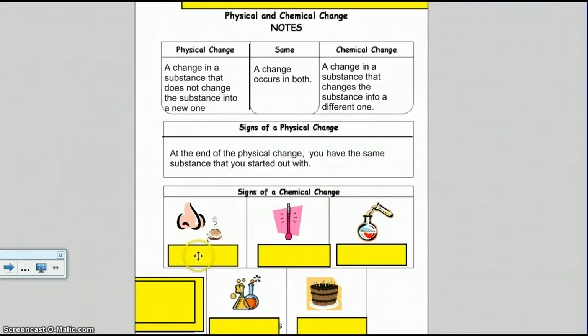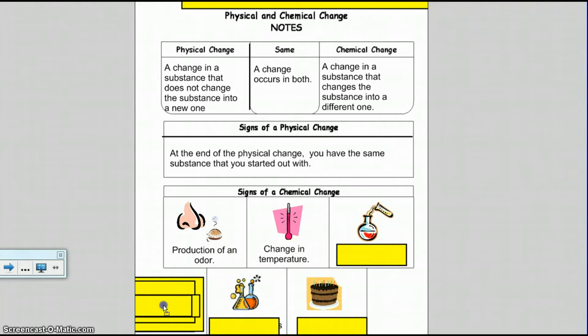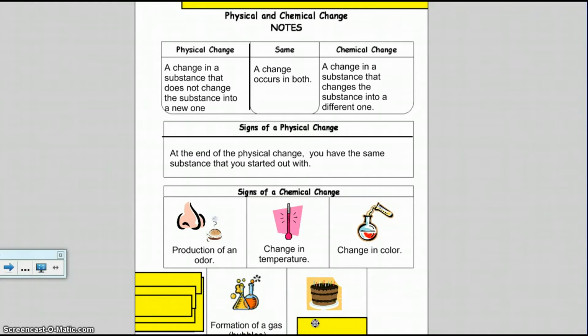Signs that something new has been made, you may notice a production of an odor. Please draw that quick graphic and write the description. A change in temperature, a change in color, formation of a gas, and formation of a solid. So you'll see production of an odor whenever someone is cooking. For example, when someone's cooking popcorn, you notice that production of an odor. That is a chemical change going on.